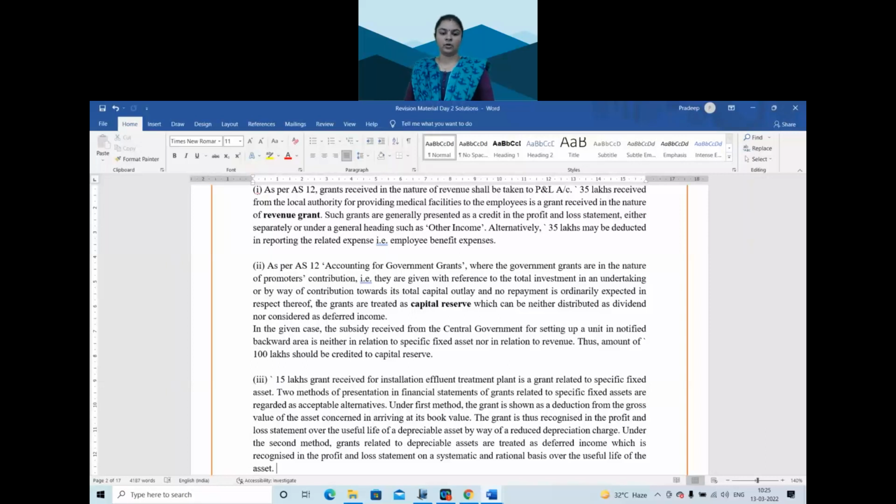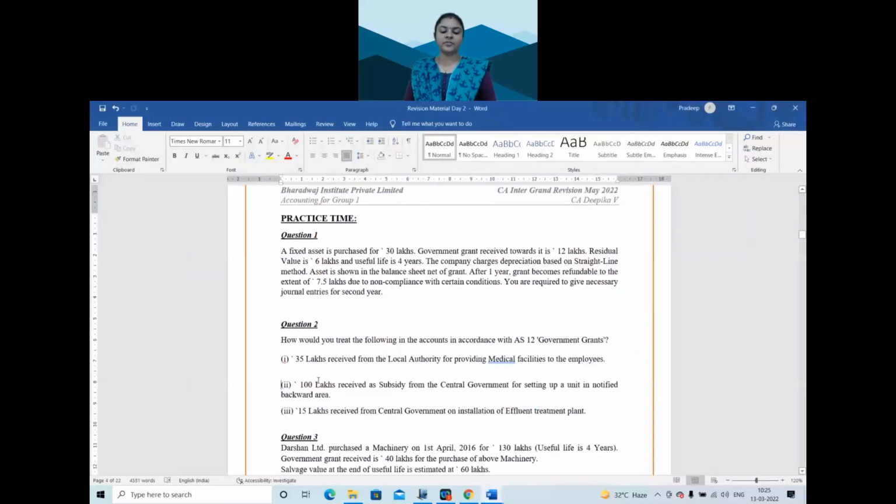Moving on to the next. 15 lakhs received from central government on installation of effluent treatment plant. So here I have received it for an asset. So it partakes the character of a grant for a specified asset. It is because I am using a specific asset, and for that the government has given me the grant. So generally when the asset nature is recognized directly, then it becomes a grant for a specified asset. Okay. So in this case, what will we write?